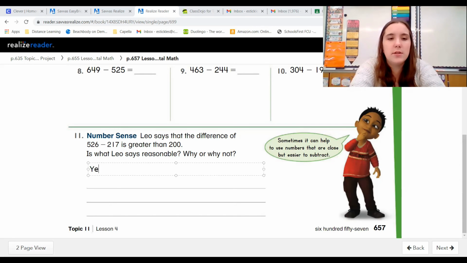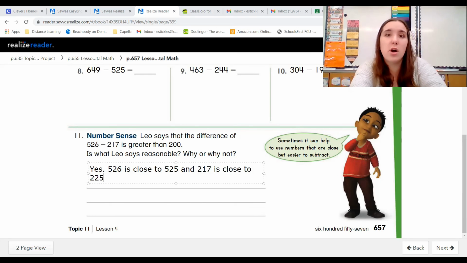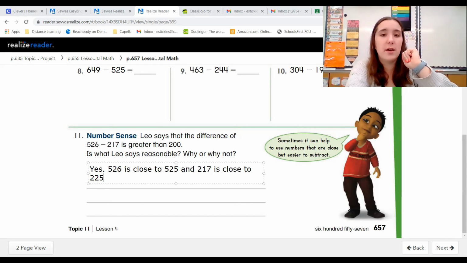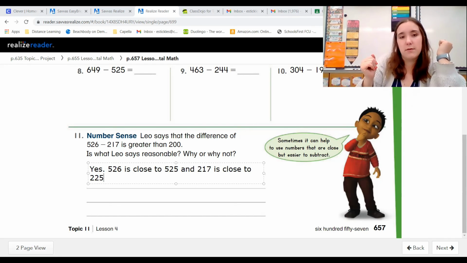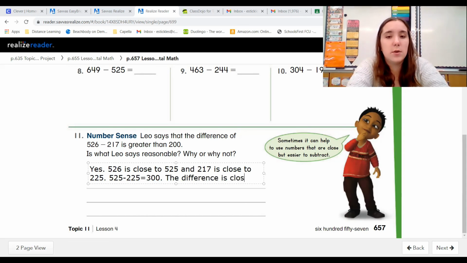Another way that we can think about this is also to say that 526 is close to 525, right? Because they're almost the same. It's just one difference. We could say, and 217 is close to 225, because they're only a few numbers apart, right? So we could say 526 is almost 525, and 217 is almost 225. And then we can say 525 minus 225 equals 300. The difference is close to 300, so it must be greater than 200.